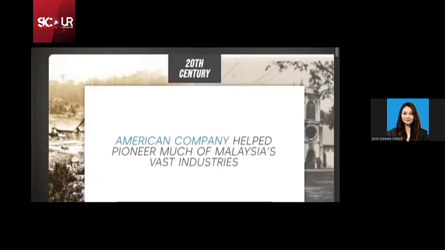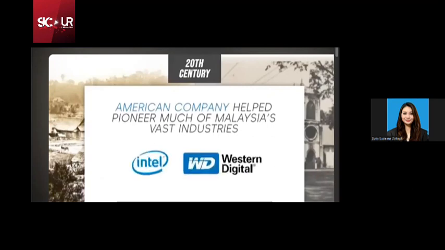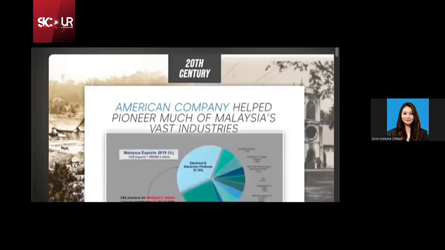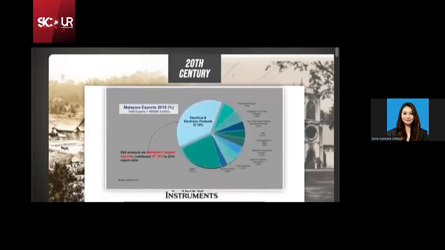It is said that companies such as Intel, Western Digital, Texas Instruments, and others have helped create Malaysia's electrical and electronic sector, which today, if you are not aware of it, is amongst the biggest and most important sectors in the nation.